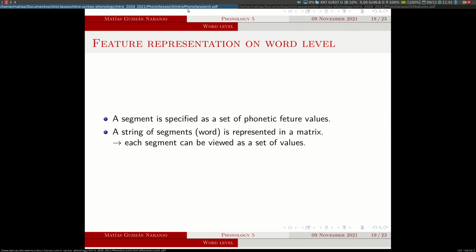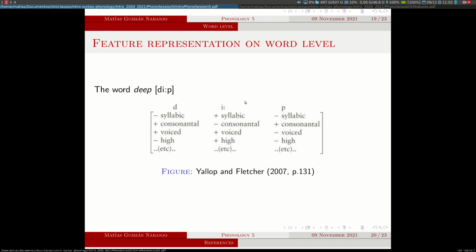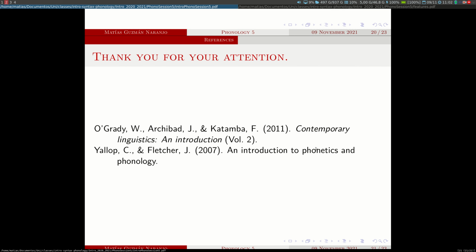All right. Now, good. But back to feature bundles. We can use feature bundles to represent phonemes, and then because we can use feature bundles to represent phonemes, we can use them in words. This is an example of the word deep, and we can represent this word as a set or as a list of feature bundles like this. And that's basically for today's.